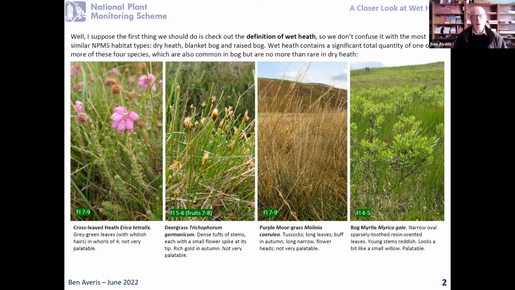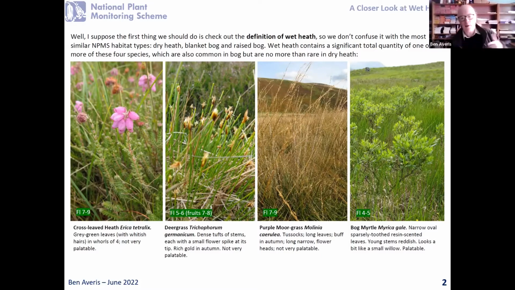So I suppose the first thing we should do, as if it's a real chore, of course it isn't really, is to check out the definition of wet heath, and how to tell it from things like dry heath and bogs, which are the most similar kinds of habitats. They can both be quite heathy with ericoid dwarf shrubs in them. Wet heath will contain quite a bit of at least one of these four species, collectively in good quantity. It might be just one of them and there'll be a load of it, or it might be all four of them, not that much of each one, but collectively forming a significant amount of vegetation: cross-leaved heath, deer grass, purple moorgrass, and bog myrtle.